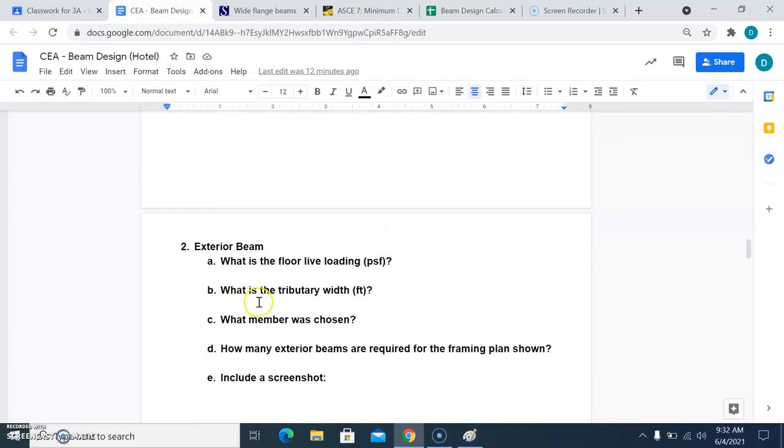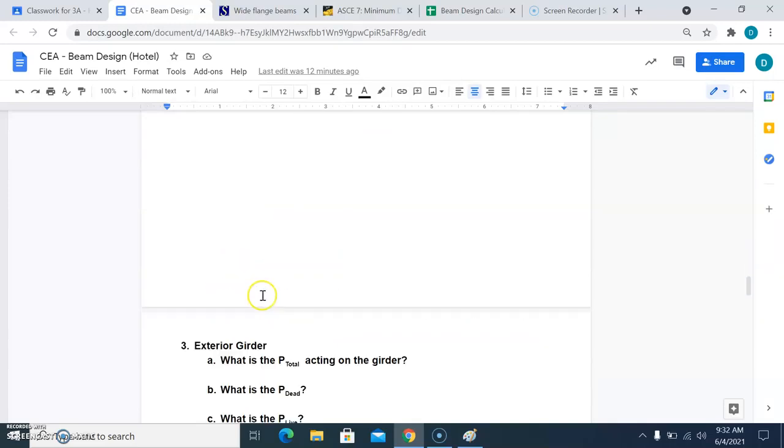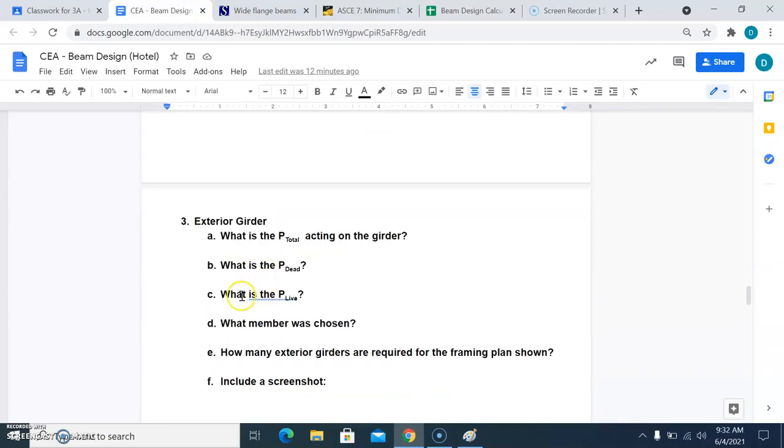How many members are there? You've got to count them up, etc., etc. Now we're ready for the exterior girder.